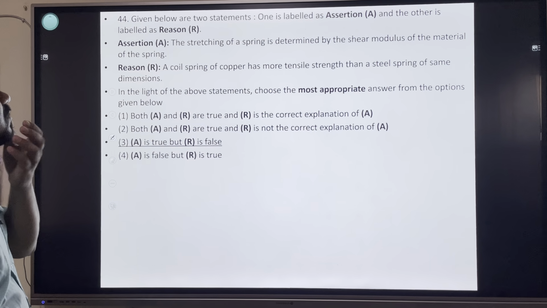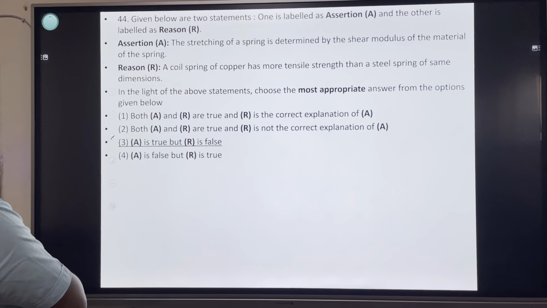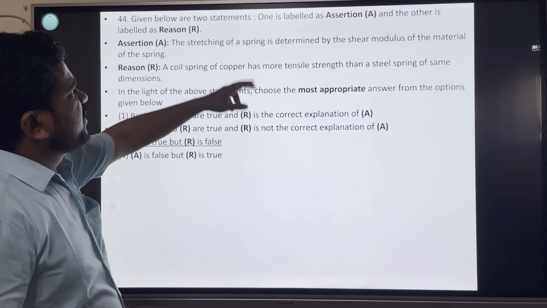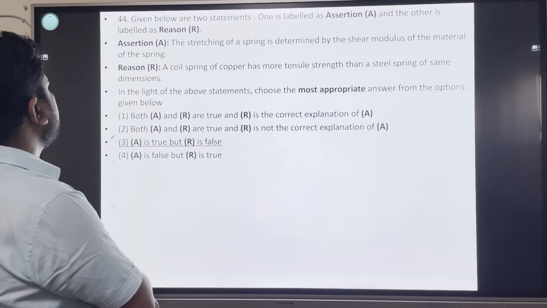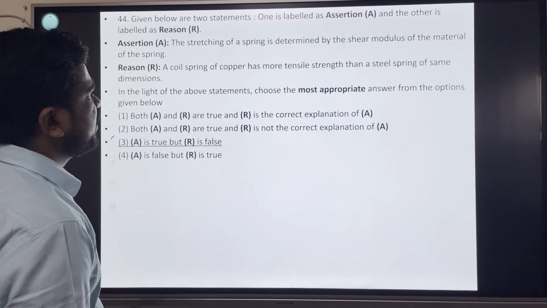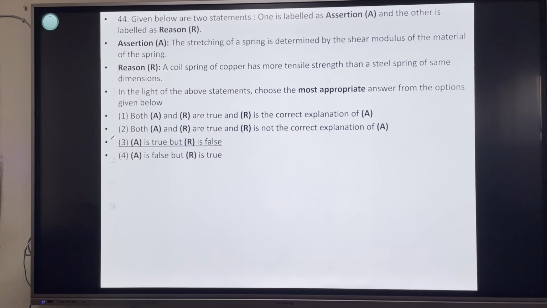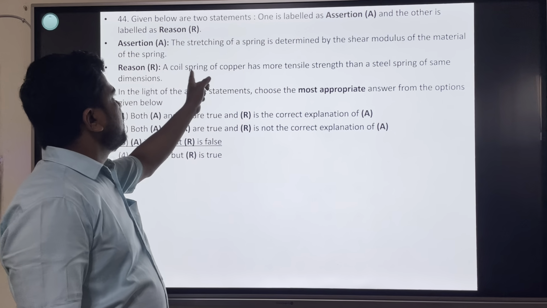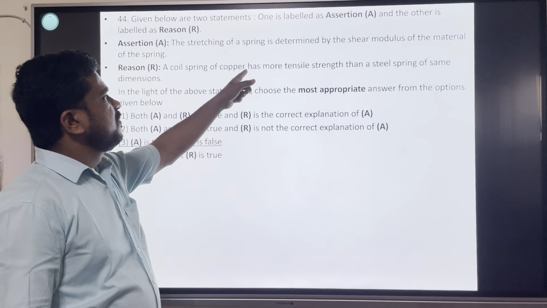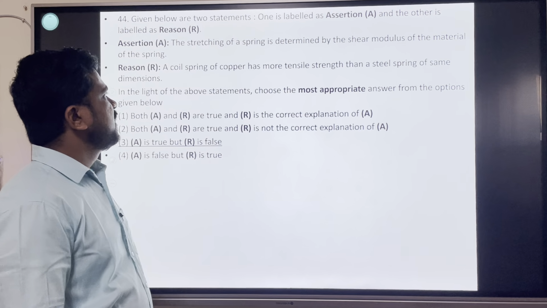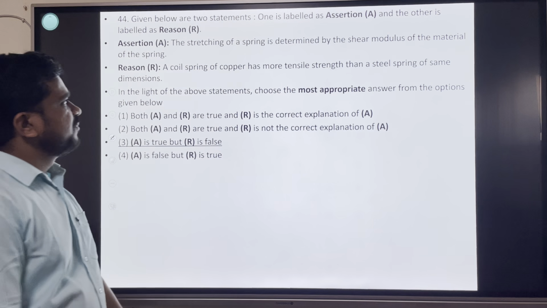Given below are two statements, one labeled as assertion and the other labeled as reason. Stretching of a spring is determined by the shear modulus of the material of the spring. Yes, correct. Coil spring of copper has more tensile strength than the steel spring of the same dimensions. Also, the coil spring of copper has the same dimensions, it says, no, less dimensions for copper. Okay.